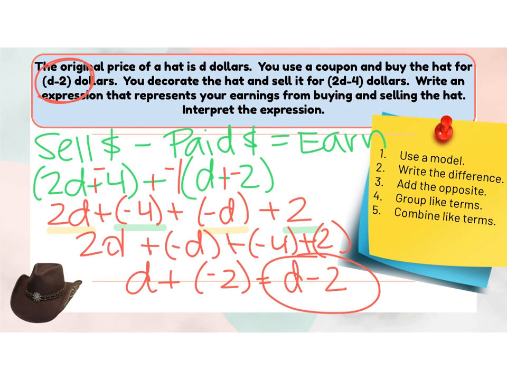So just to recap, when adding or subtracting linear expressions, first change all of the subtraction to add the opposite. Distribute whenever you have a coefficient out in front of parentheses. Find and combine like terms, and then you are all done.